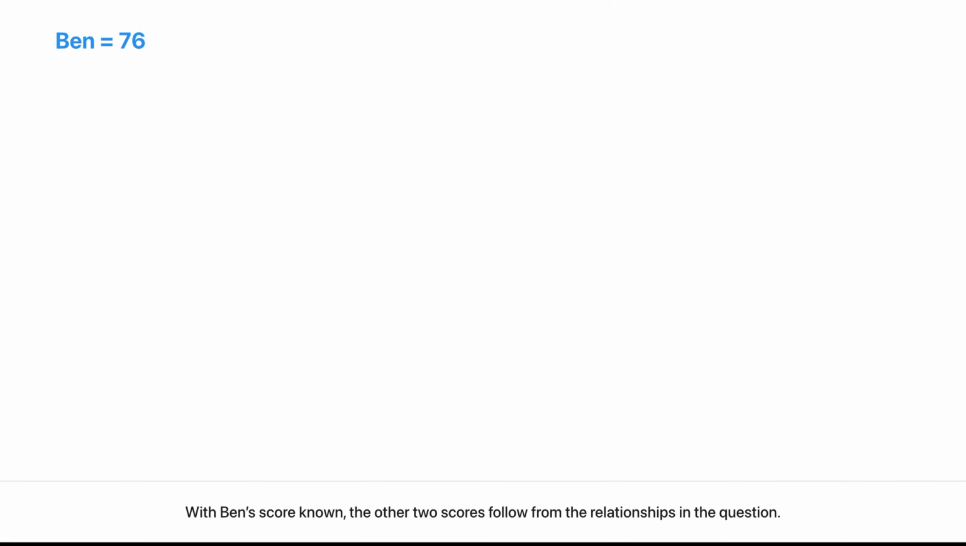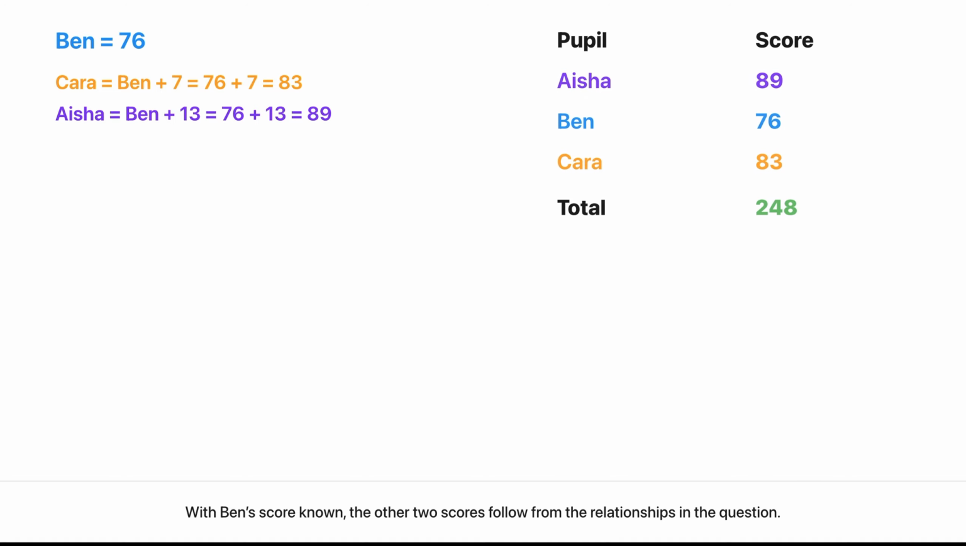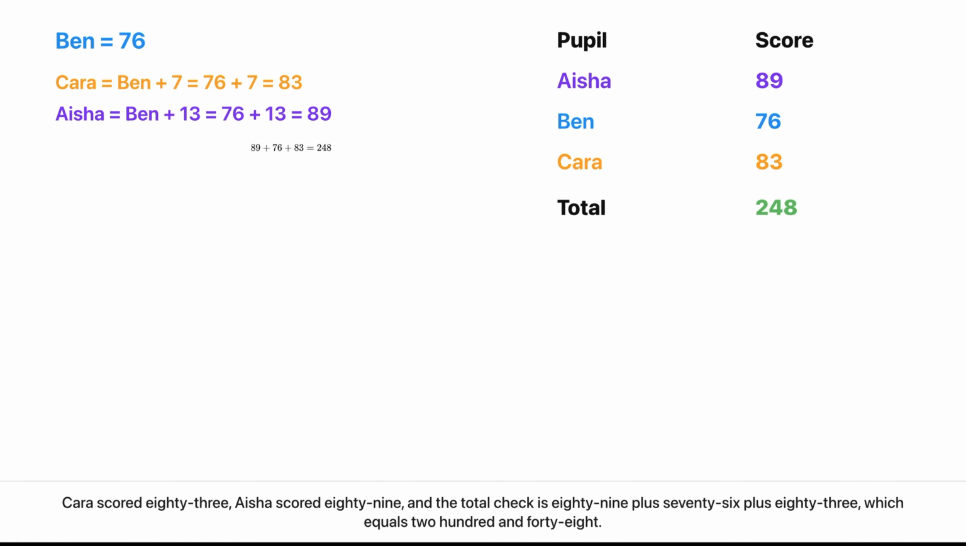With Ben's score known, the other 2 scores follow from the relationships in the question. Kara scored 83, Aisha scored 89, and the total check is 89 plus 76 plus 83, which equals 248.